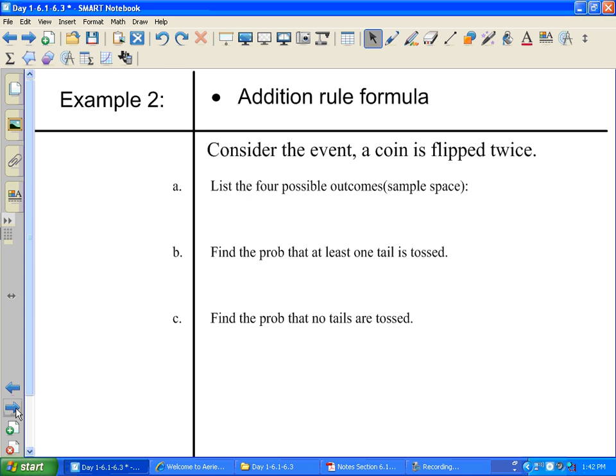Consider the event a coin is flipped twice. So I can take a coin, I'll flip it. Oh, what's that? D. Oh, D.